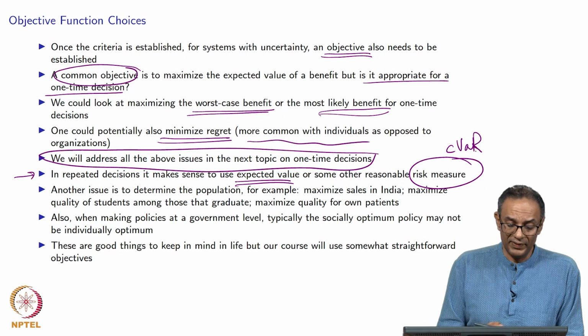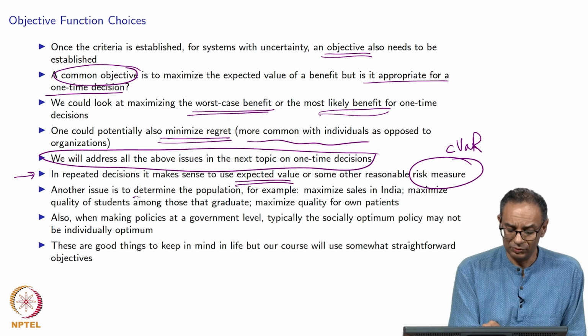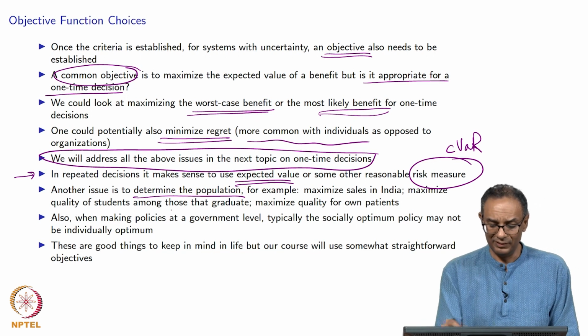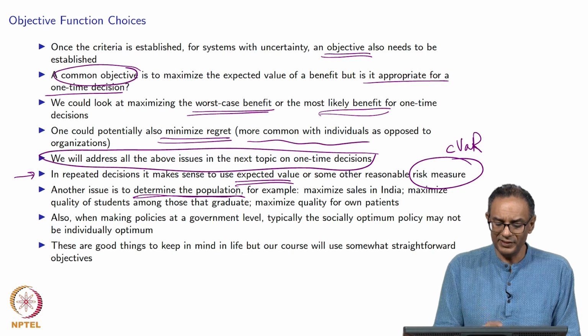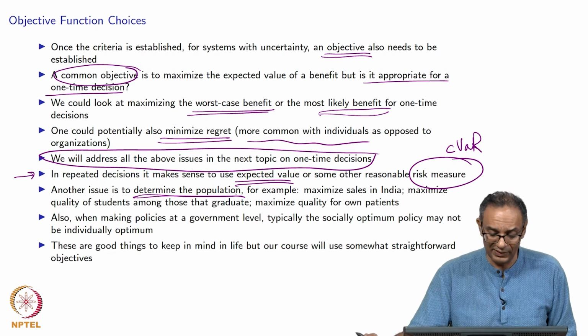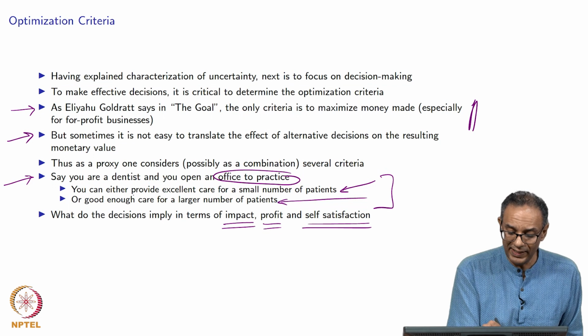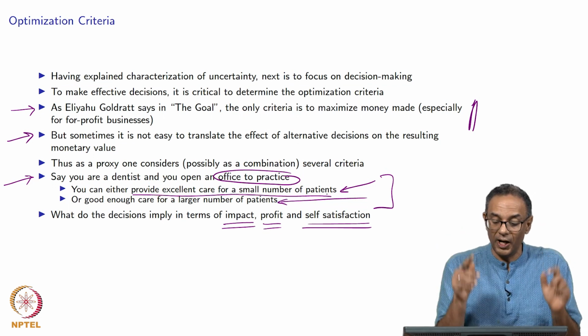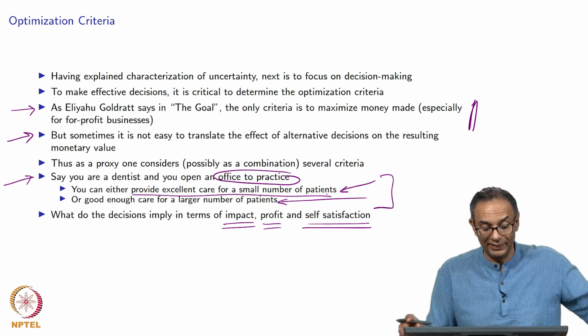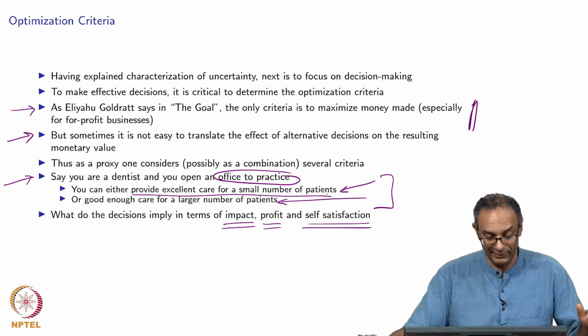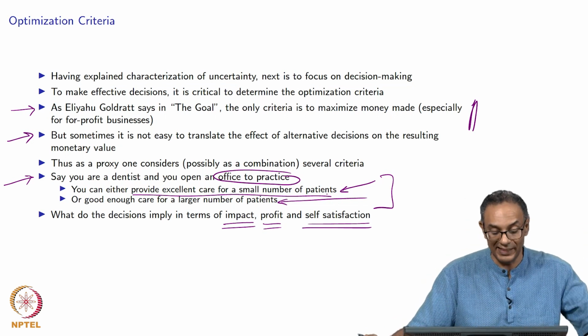Now, there is another thing that's important too. Who do you want to maximize? Many times your population is very important, like we saw in the case of the dentist. Now, if you are providing excellent care for a small number of your patients, you are providing terrible care for the people who are not your patients. That means they are not even getting to see you.